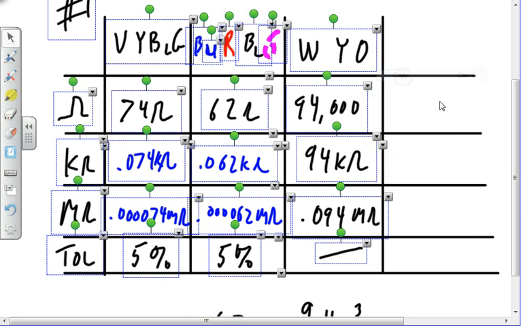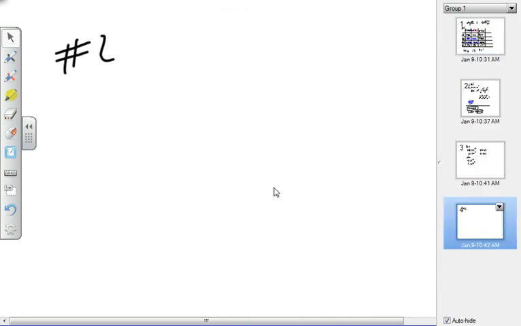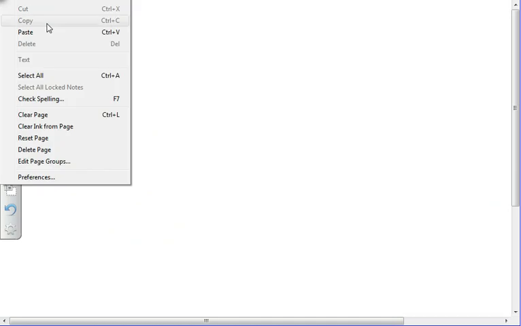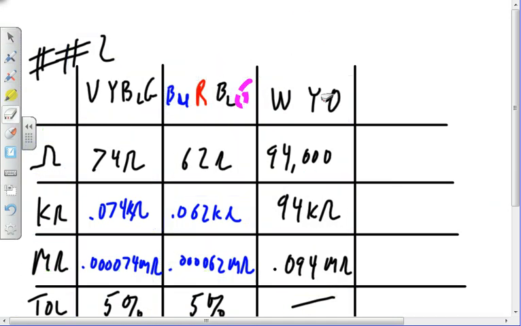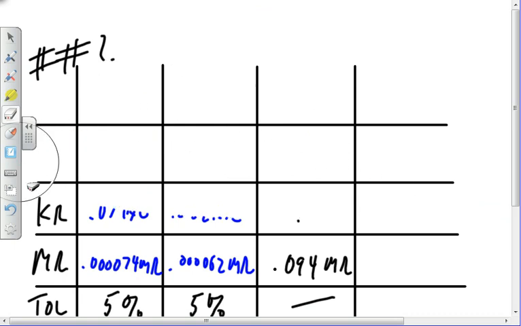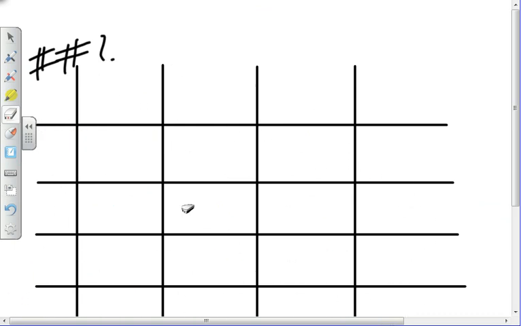Where's copy? I got it. Got it figured out. Oh, there we go. And we'll just go to Big Eraser. Oh, that worked out.